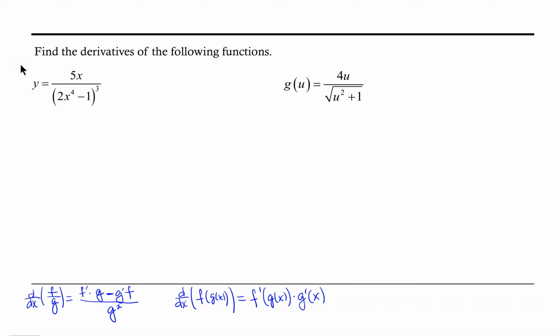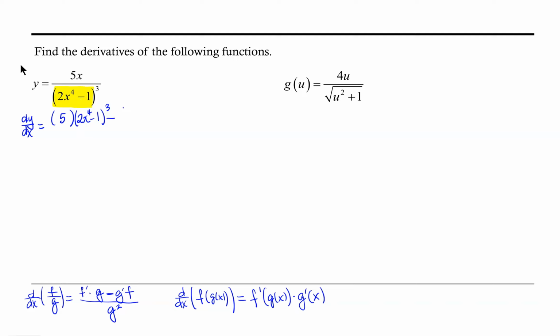So dy dx is equal to the derivative of the numerator. The derivative of our numerator, 5x, is 5, times the denominator, so 2x to the fourth minus 1 cubed, minus the derivative of the denominator. So when we look at the denominator, we can see that we basically have a cubic function where the argument is 2x to the fourth minus 1.